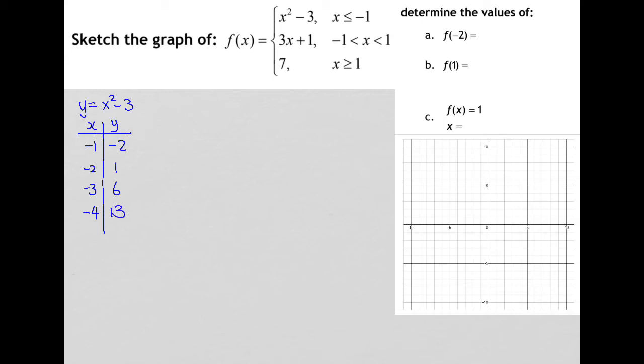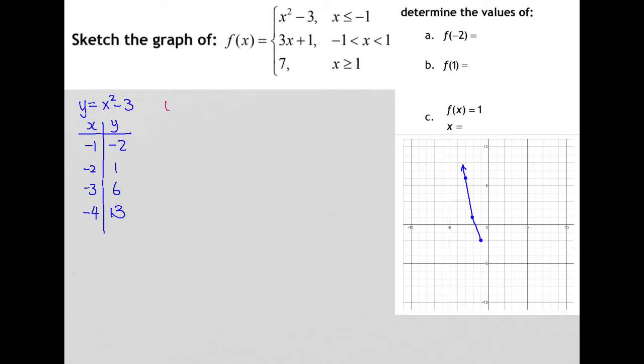Now we put the points on the graph. However, you have to read the restriction carefully because x is smaller or equal to -1. So when x equals -1, it is a solid dot. So (-1, -2) is a solid dot. And (-2, 1) is also a solid dot. (-3, 6). And (-4, 13) is way too high, so we don't need to graph that point. Just extend the line, put the arrows on.